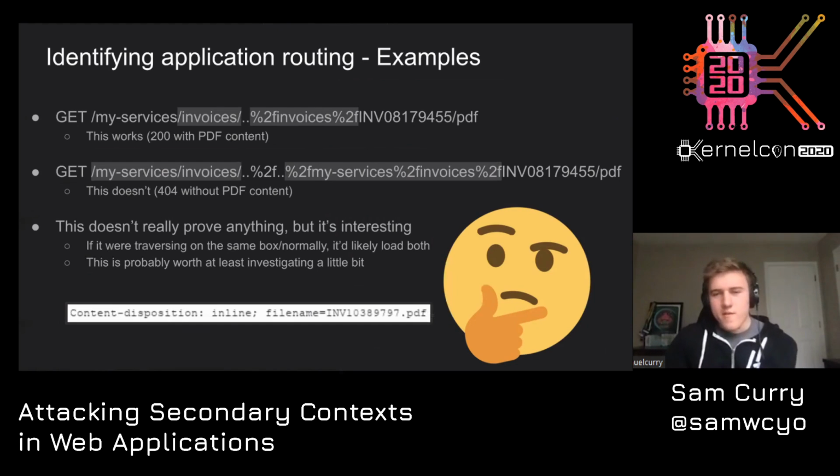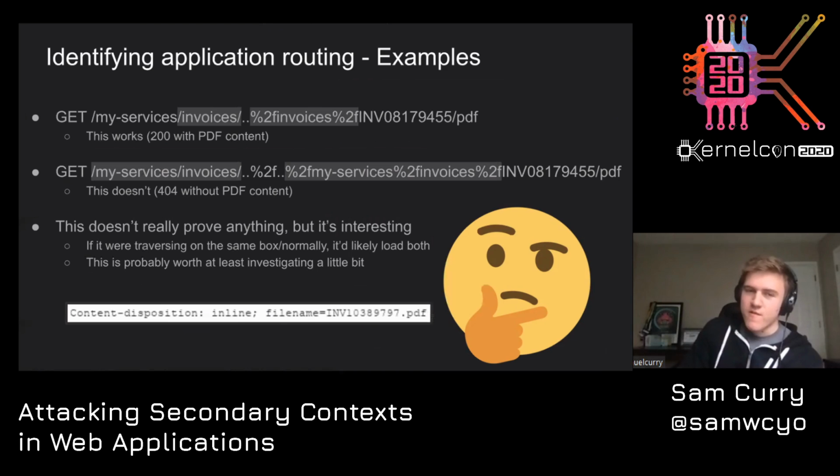So I explored this a lot further, and one of the first things I tried was get my services invoices, %2f invoices %2f, and then that invoice ID. What I was aiming for was trying to identify whether this was being routed to an internal host or if it was just normal application behavior. And one thing I did notice is if you traverse twice and then tried to just call it regularly, it wouldn't work. It would just fail and say 404, this doesn't exist. But if you traverse once and tried to load /invoices, you could tell it works.